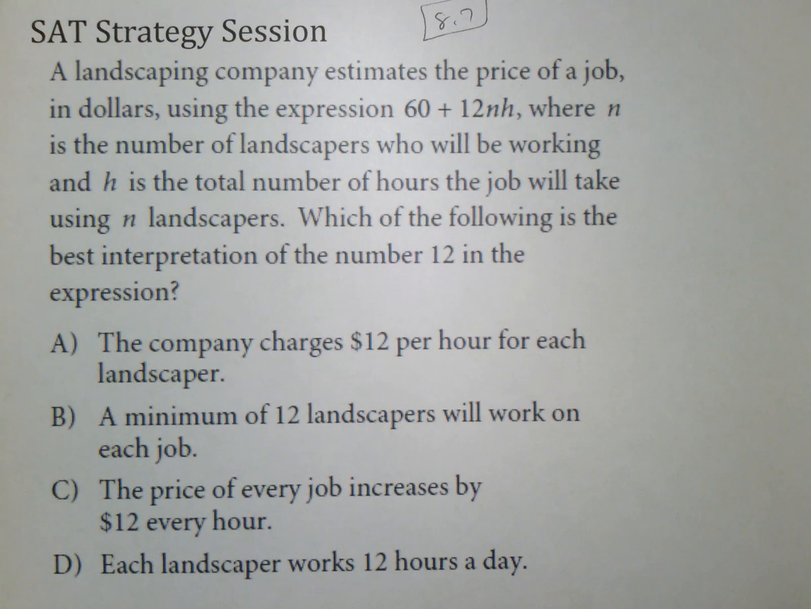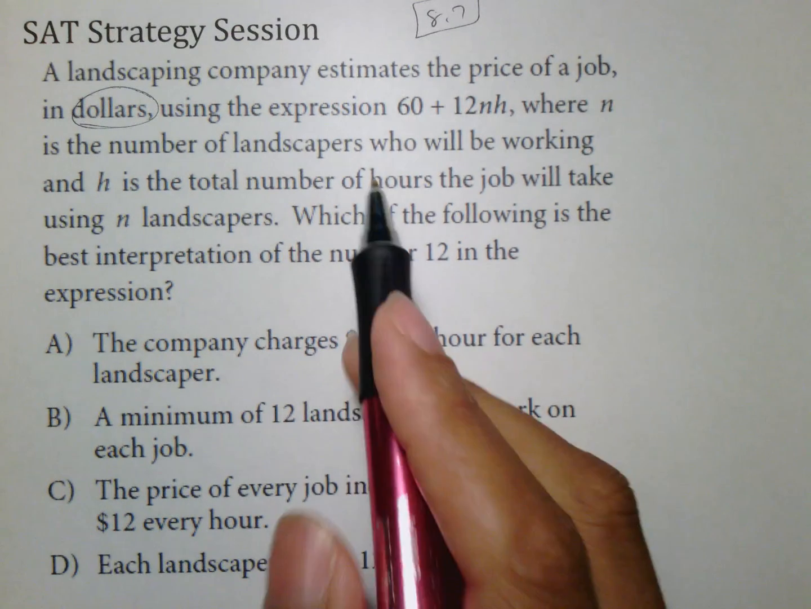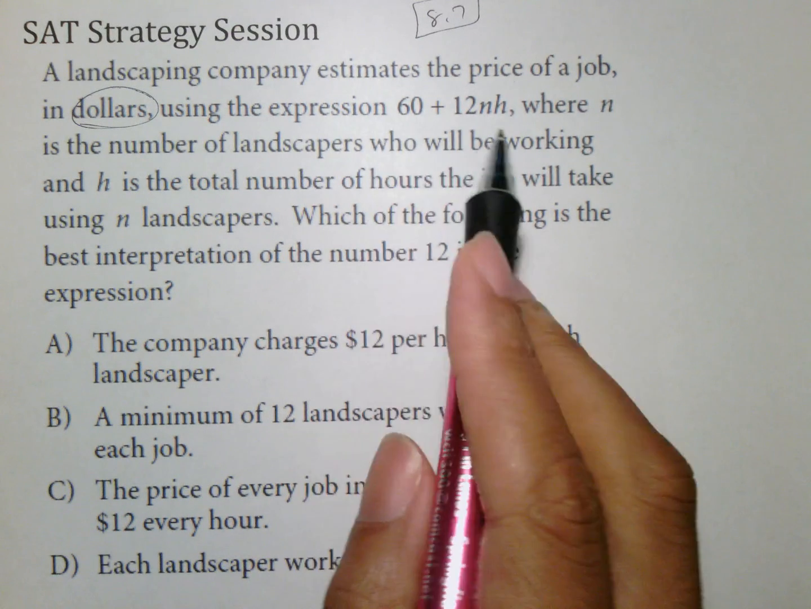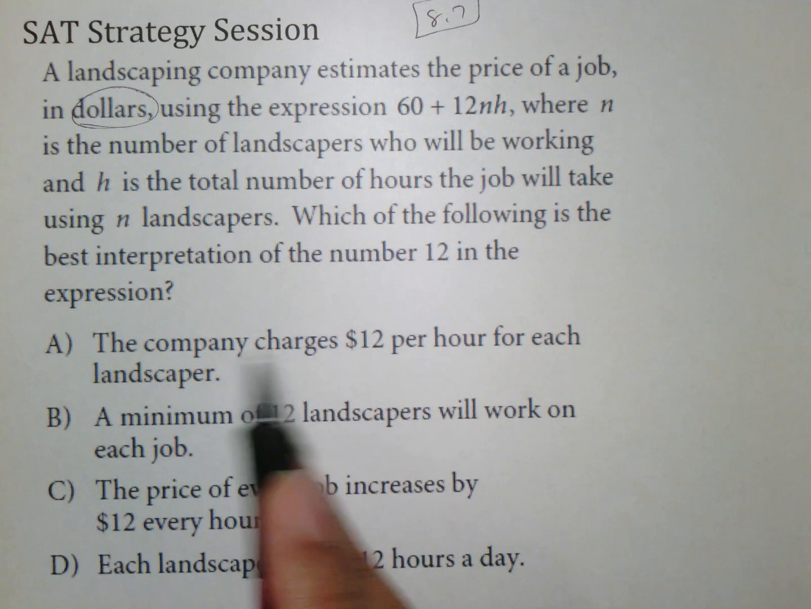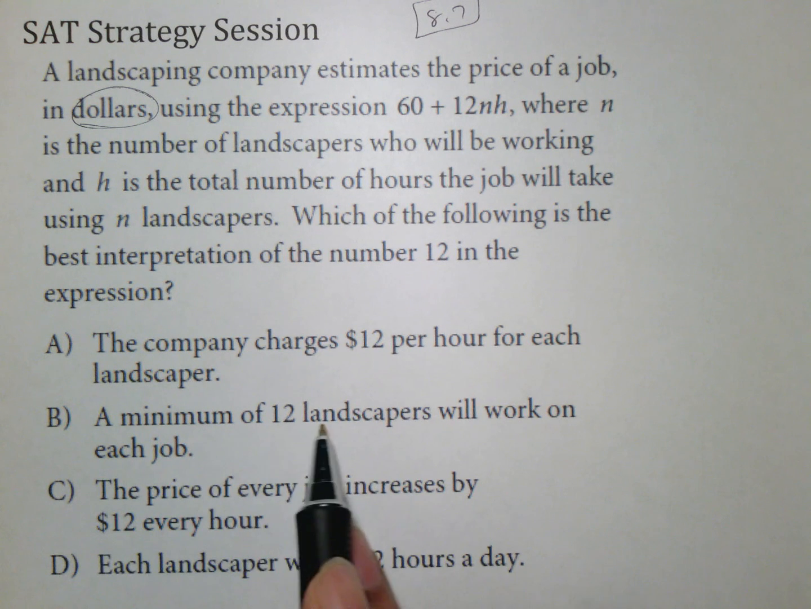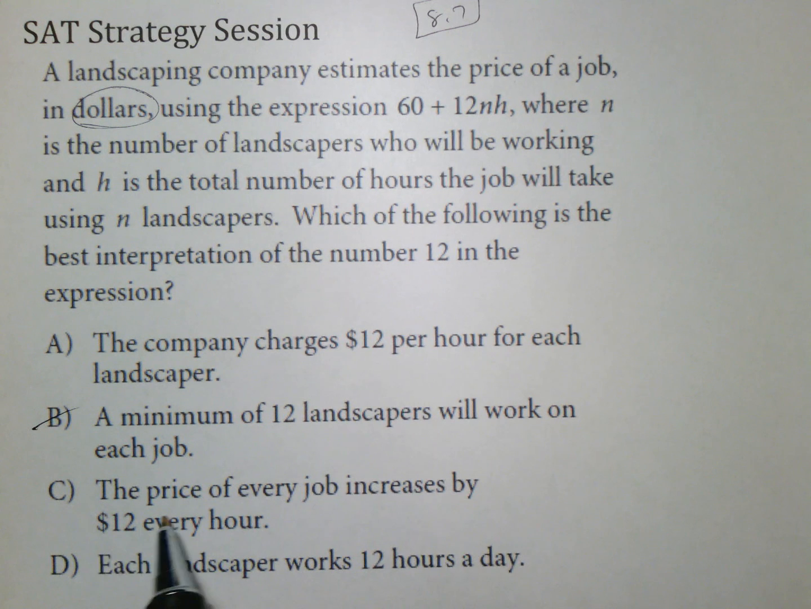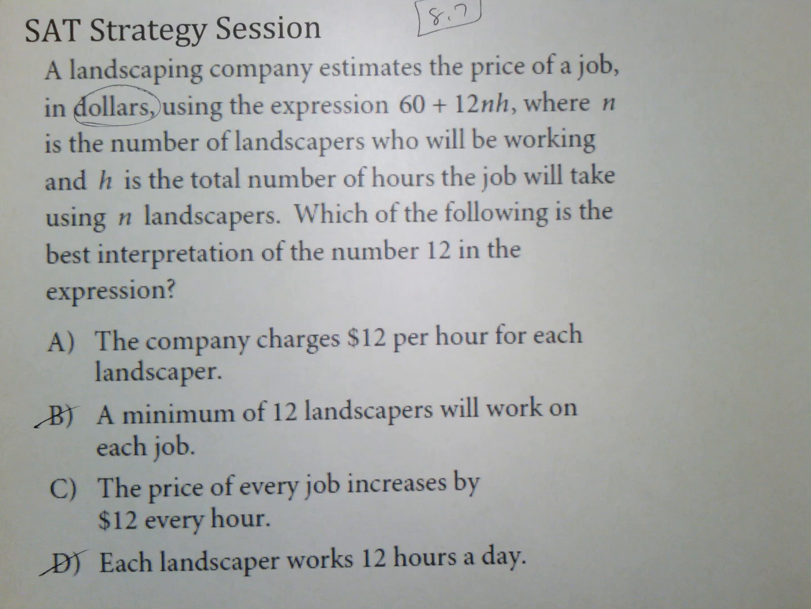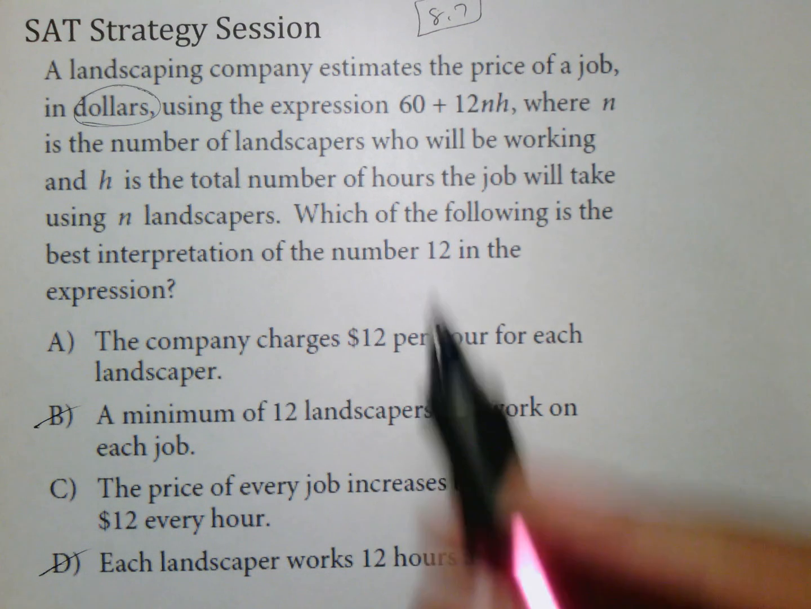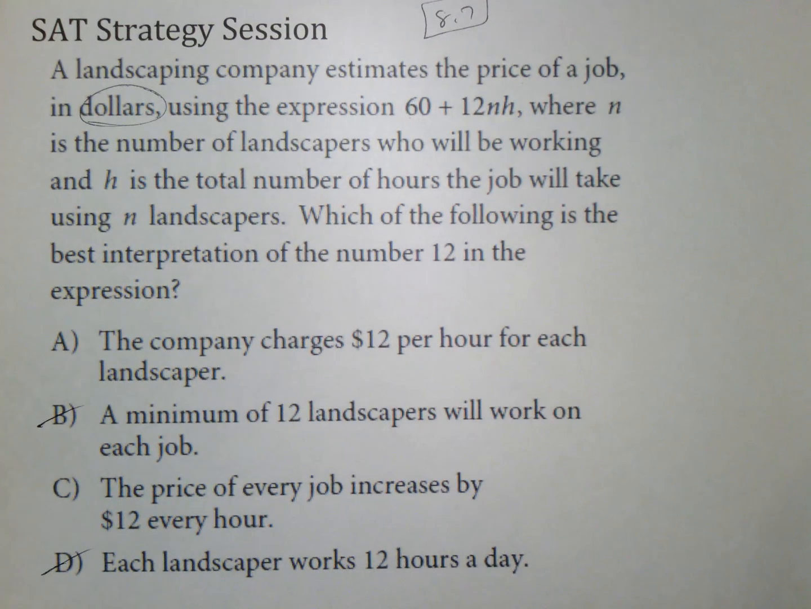The thing here is to recognize that we are talking about the price of a job in dollars. If this represents the price of a job in dollars, then we can view this as a price and see which answers don't make sense. A is how much the company charges. That might be right. B talks about a minimum of 12 landscapers working on each job. That doesn't talk about money. That talks about number of people. C talks about the price of a job. Okay. D talks about the landscaper working 12 hours a day. That has nothing to do with the cost. So you can eliminate that, because this has to represent $12 of something, since we're talking about dollars in general.